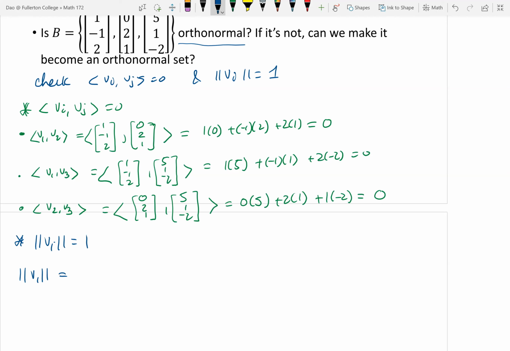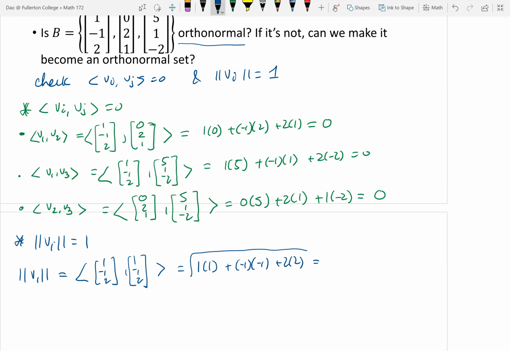So V1 will be (1, -1, 2) and (1, -1, 2). So you get 1 times 1 plus negative 1 times negative 1 plus 2 times 2, square root of that. So this gives us 4 and 6, radical 6.